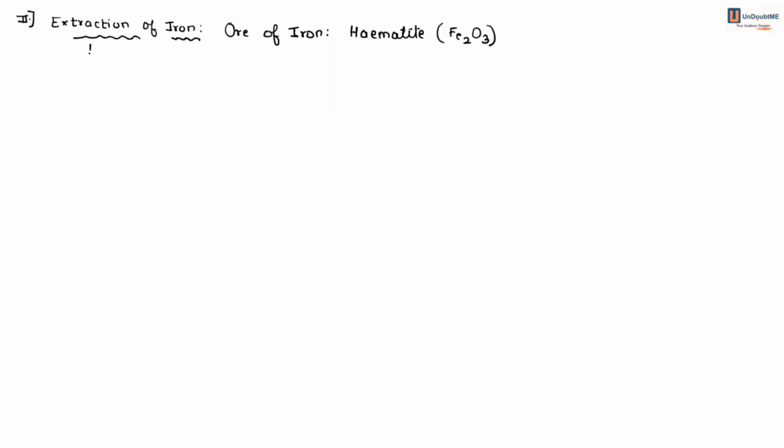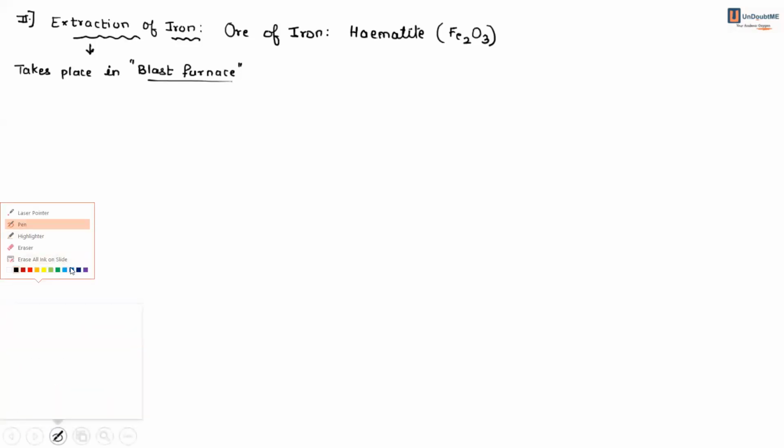Now, where does extraction of iron take place? It takes place in something called a blast furnace. So blast furnace is a place where your extraction of iron takes place. Now, how does this blast furnace look? You are not supposed to learn the diagram, but I'm just giving you a kind of skeletal structure, not the exact structure, just to understand what the blast furnace is like.